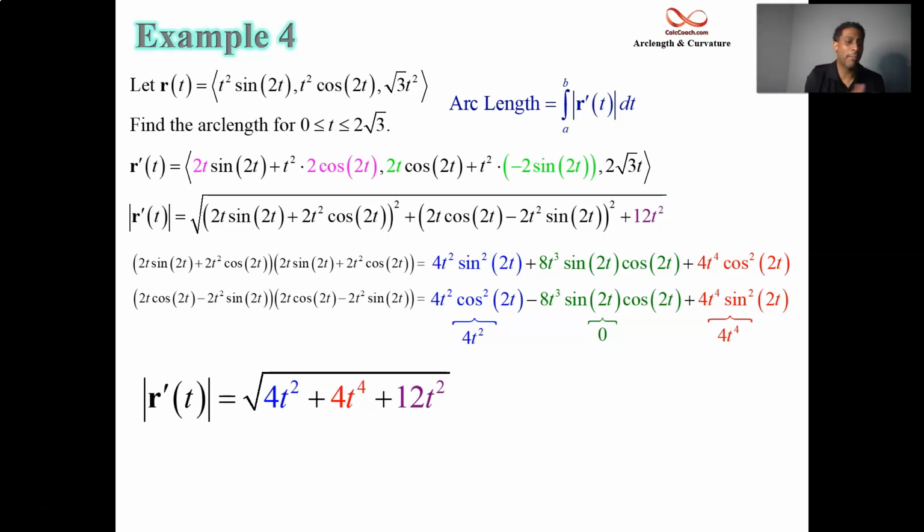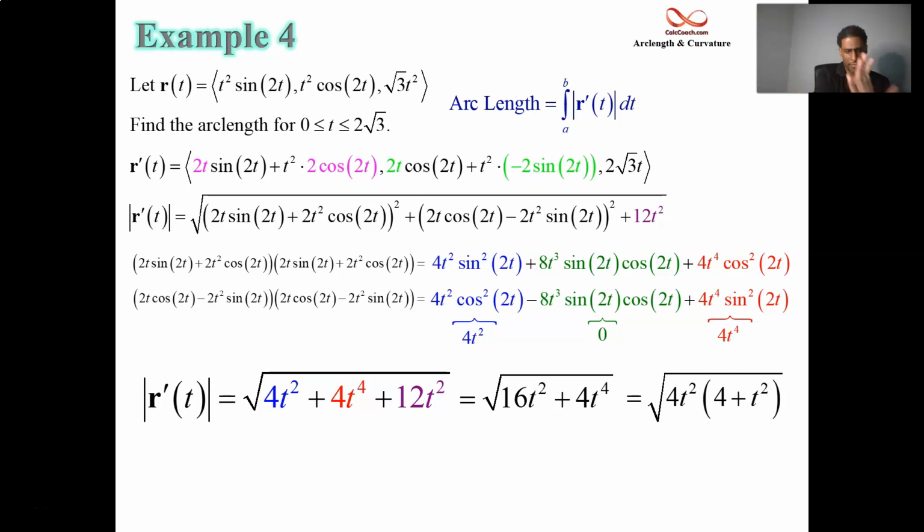Okay, we combine 12t squared and 4t squared, that's 16t squared, plus the 4t to the 4th, and we can factor out the 4 and t squared. They both have it in common. We won't factor it all the way out. First we'll just have it factored out inside, and then we can later pull it out. So we have 4t squared, and we're left with 4 plus t squared.